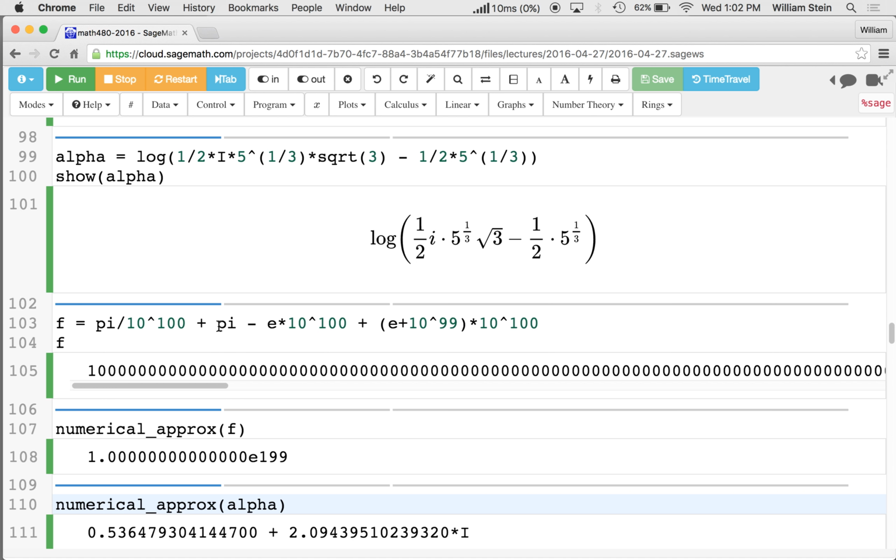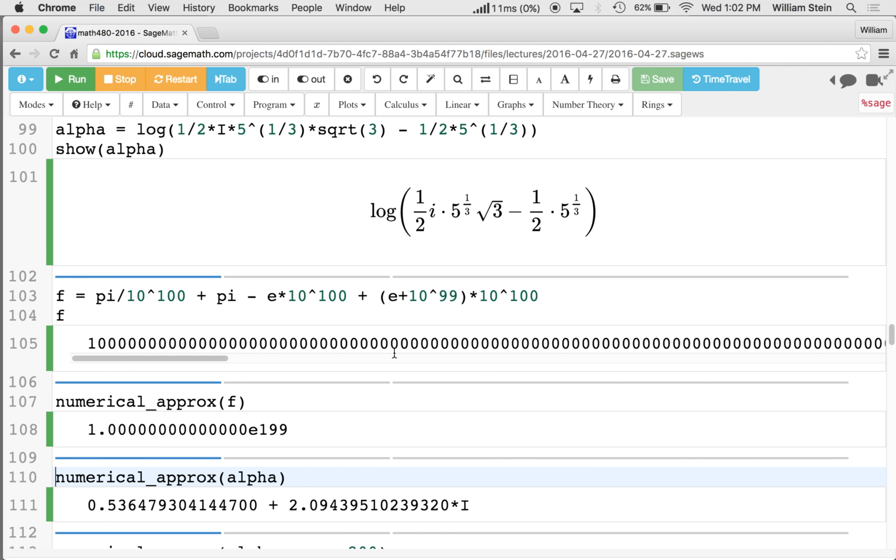Tiny number plus pi minus e. Oh yeah, 1 and then, sorry, 1 with 100 zeros, or 200 zeros after it.